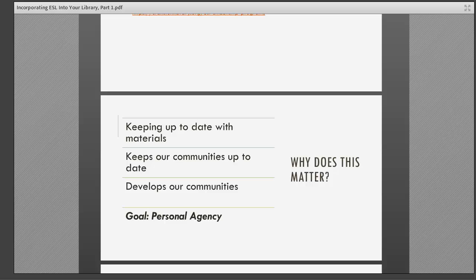As we develop our materials, it keeps that information that goes out to our communities developing, and that helps develop our communities. And what this results in is personal agency. Okay, with whatever information or programs or services that we offer our patrons, we want them to leave with a sense of personal agency, whatever it is. And creating an ESL-friendly environment in our library is really a great way to do that.